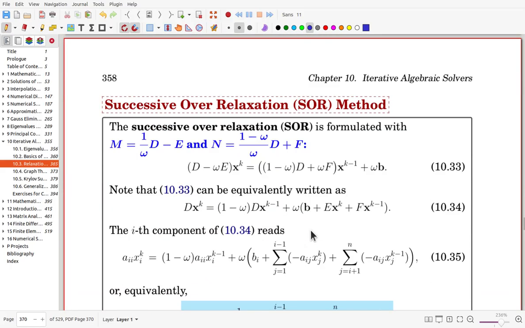Okay, now we'll go to the final example, successive over-relaxation, SOR. Now for SOR, the choice for M is 1 over omega times D minus E, the lower portion of the matrix, and part of the diagonal, because omega will be larger than 1. So the part of the diagonal, and N is obtained in this way.